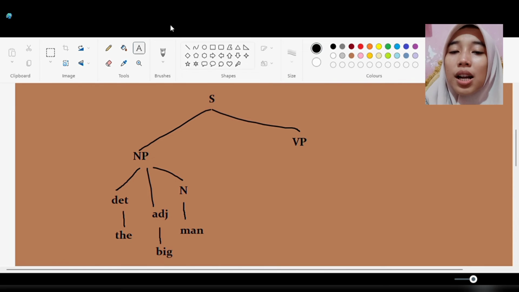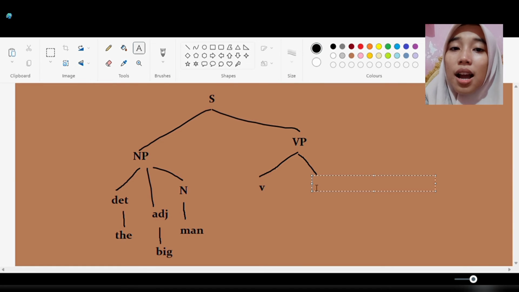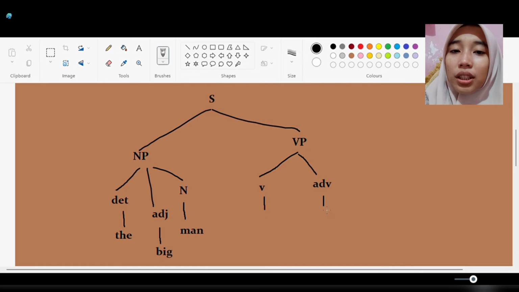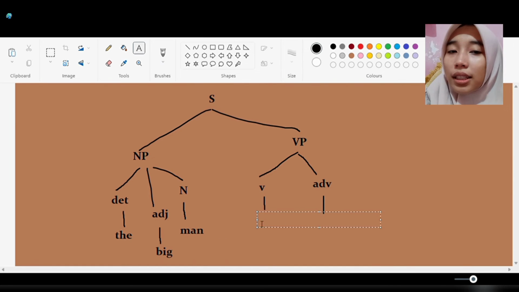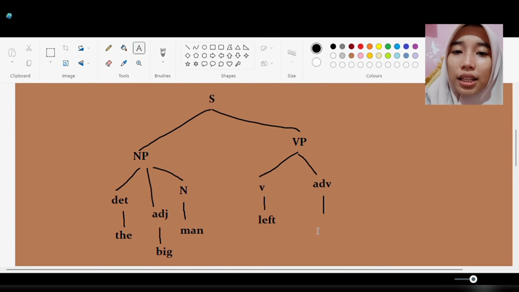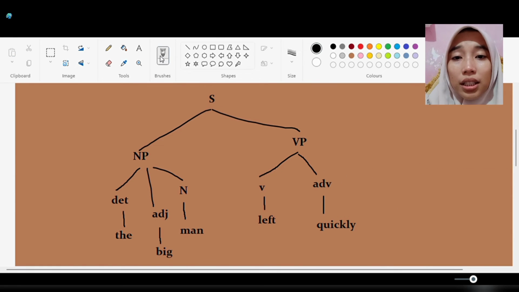So we have the verb left, and then once again we have this adverb, quickly. How do you know you are dealing with an adverb? Well, most of the time, if it ends in -ly, you can be pretty sure it is an adverb. In this case, it's saying something about the quality of the verb. How quickly did he leave, or how did he leave quickly?